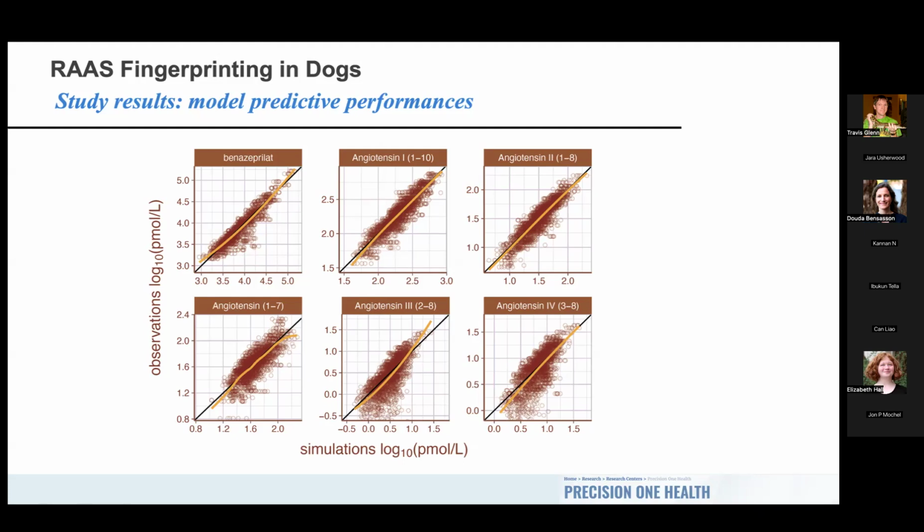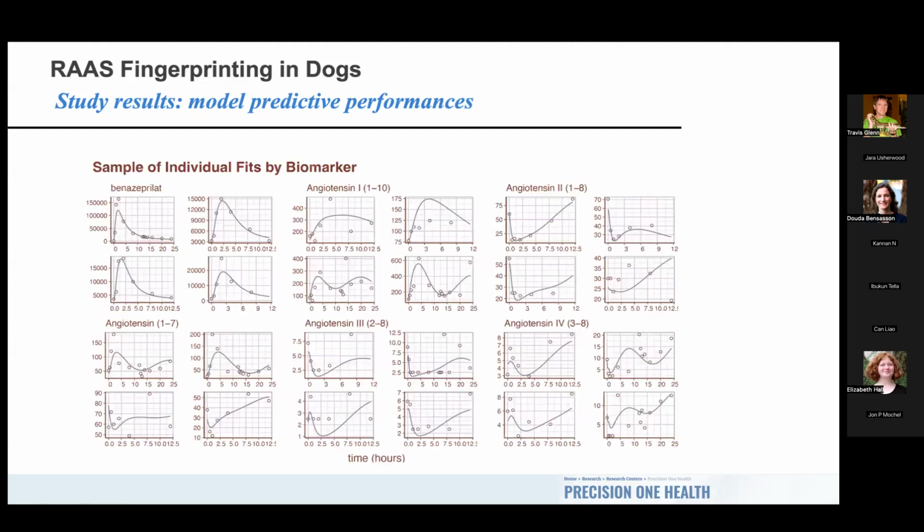Now looking at some individual fits this time, what we can see across the various biomarkers that we have sampled is that we were able to overall nicely capture the individual dynamics of the PK and of the response for these different dogs as well. So again, we were checking that box, and we are pretty happy with the performance of the model.